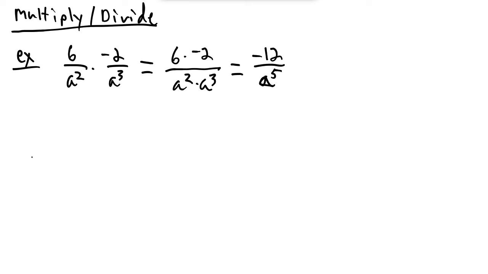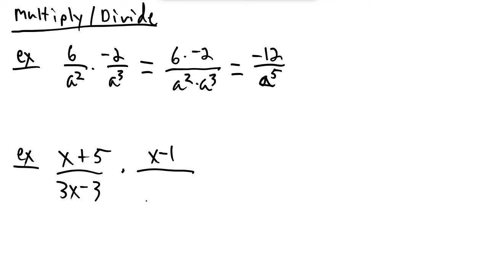Let's look at one that's a little more difficult. Let's say we have (x plus 5) over (3x minus 3) times (x minus 1) over (x squared plus 10x plus 7). Now this looks like it's going to be a nightmare. We're going to have to FOIL on the top, then we're going to have to do a triple FOIL on the bottom. That sounds like a pain. Thankfully, mathematicians are lazy and efficient, so they found another way to do this.